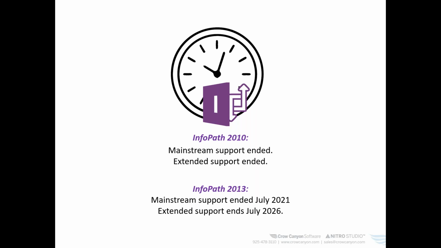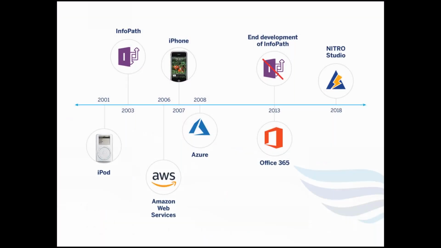The first point is that the mainstream support and extended support have ended for InfoPath 2010. And in InfoPath 2013, mainstream support ended 3 months ago in July. So it's really time, any kind of support Microsoft's given to it is basically over. Extended support just means minor fixes, and really nothing to hang on to InfoPath for that reason. It's time to move on, and hopefully make the case more and more throughout this webinar.